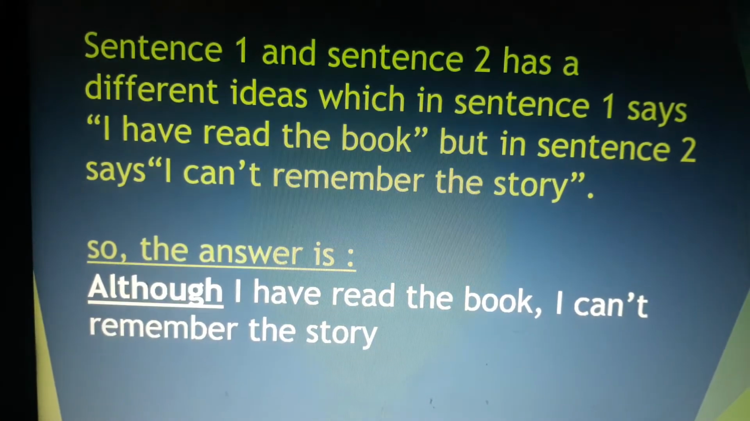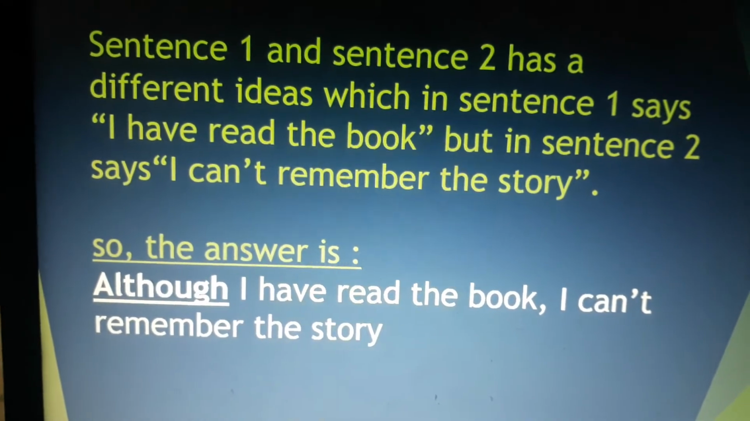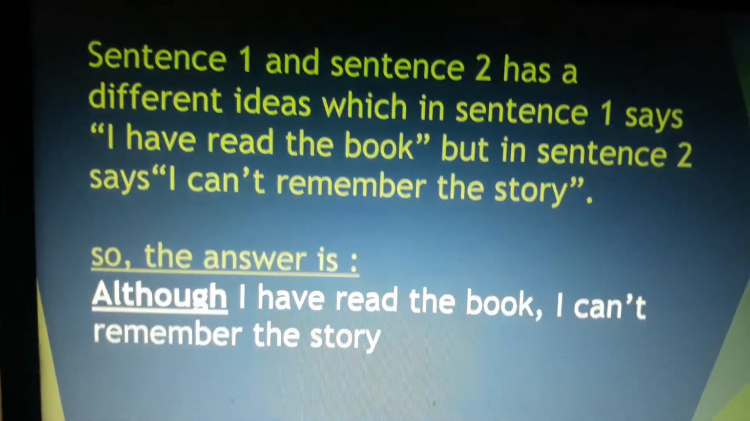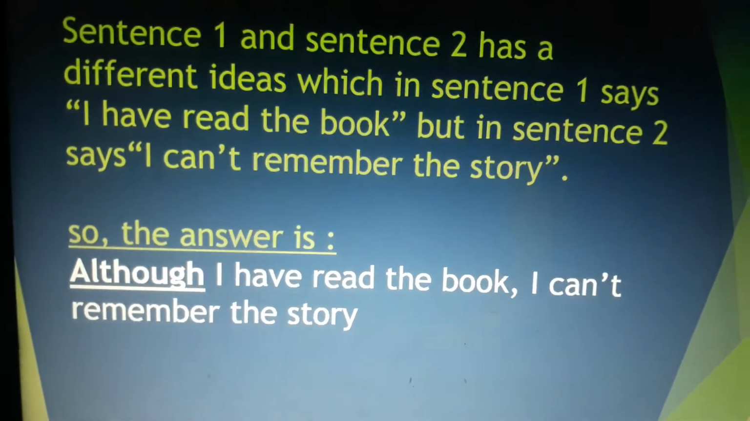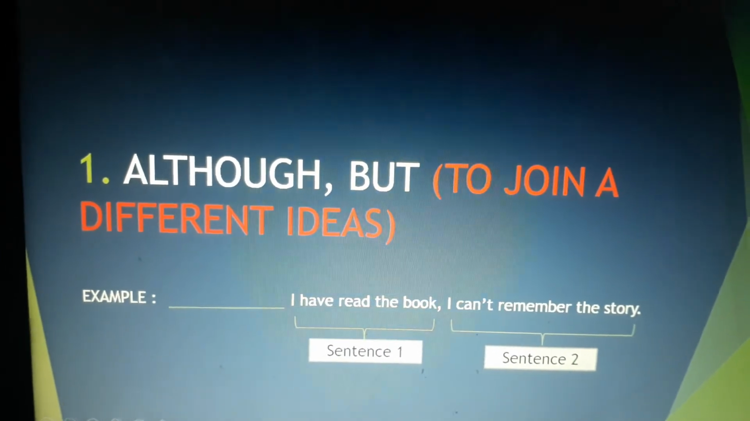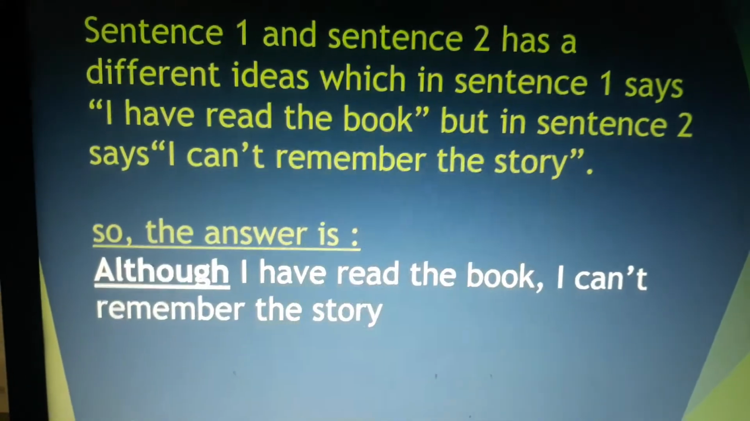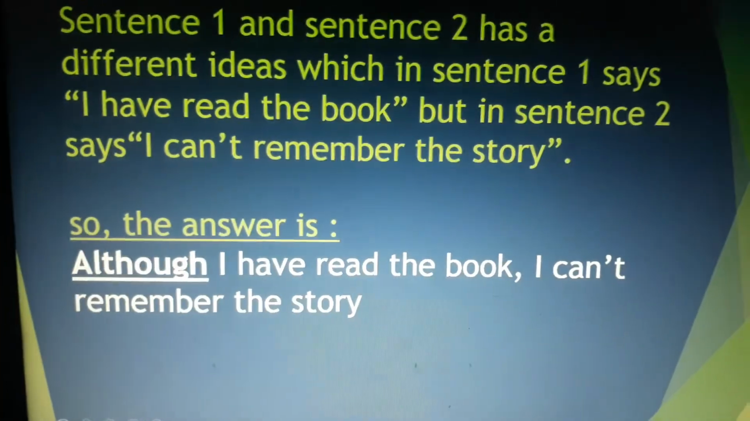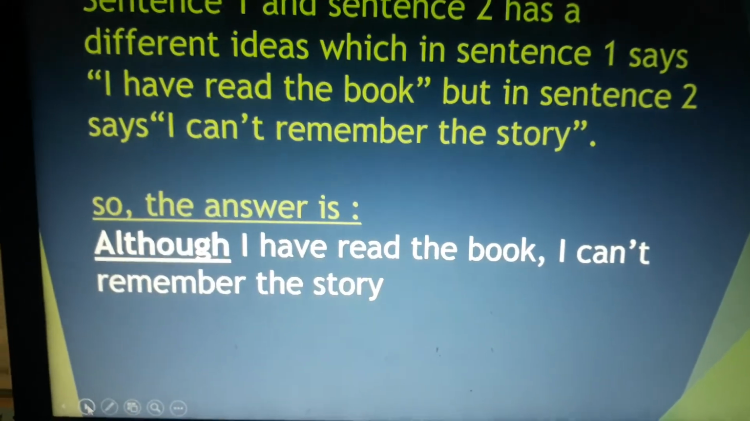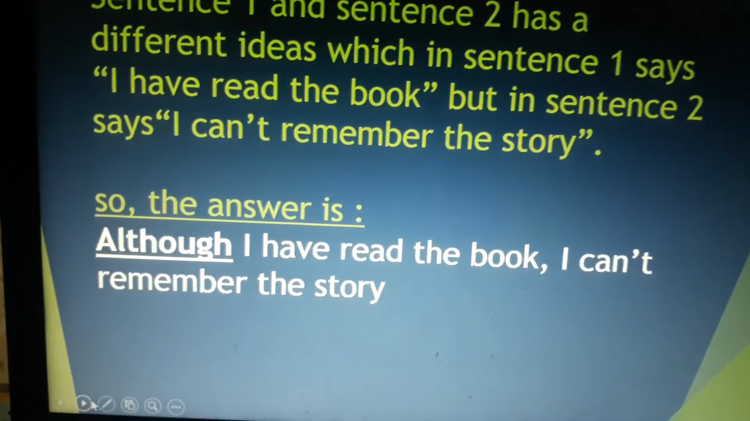The person says, I cannot remember the story, but the person read the book. It means there are different ideas between sentence number 1 and sentence number 2. So, what is the conjunction we use? I said that although and but are used to join different ideas. So, the answer is although. Although I have read the book, I cannot remember the story. That is the answer here. Okay?